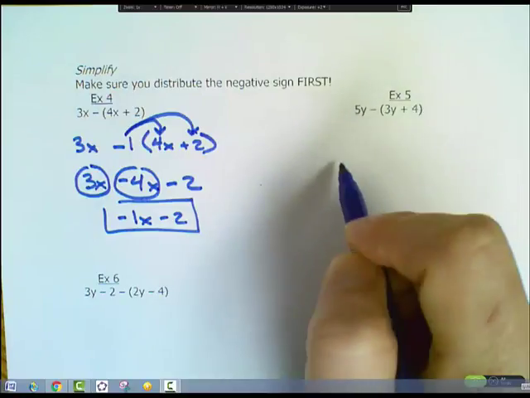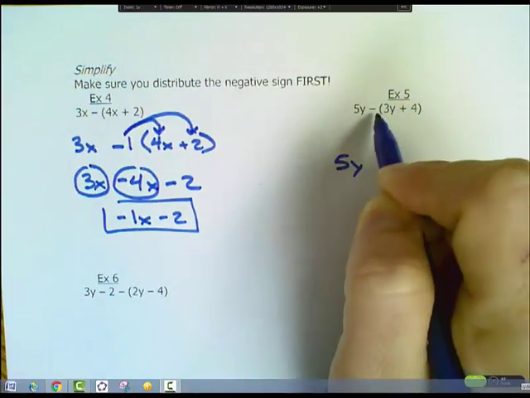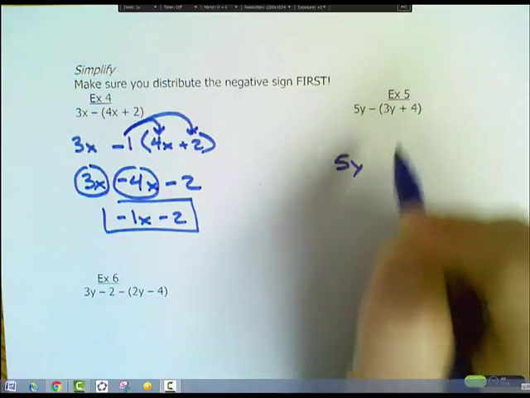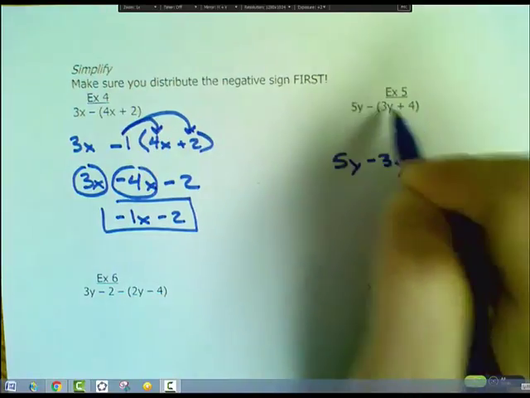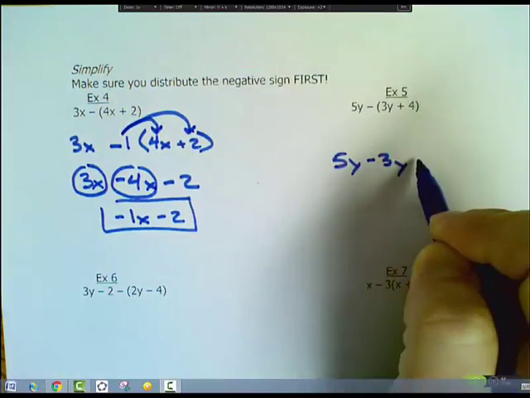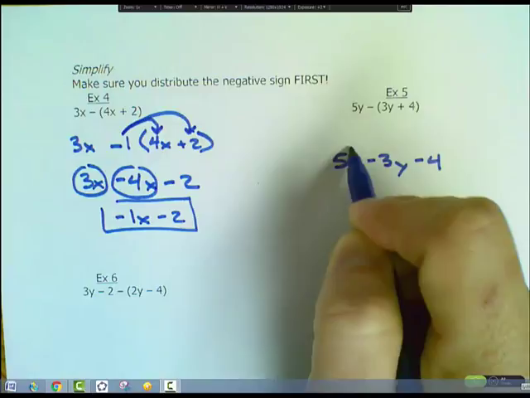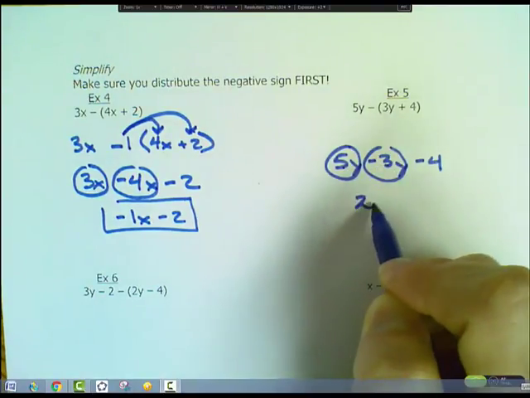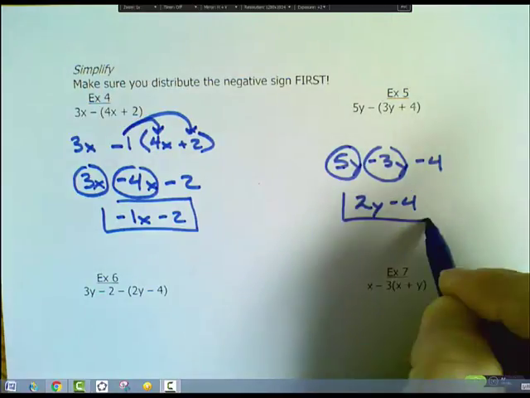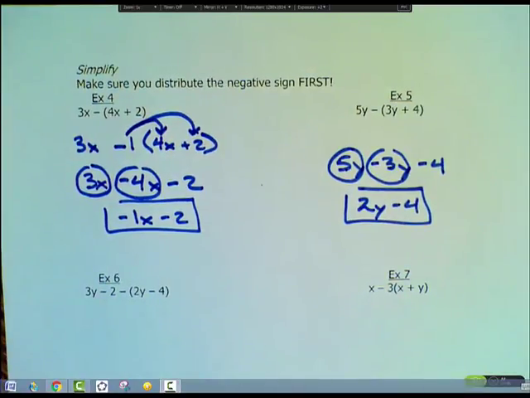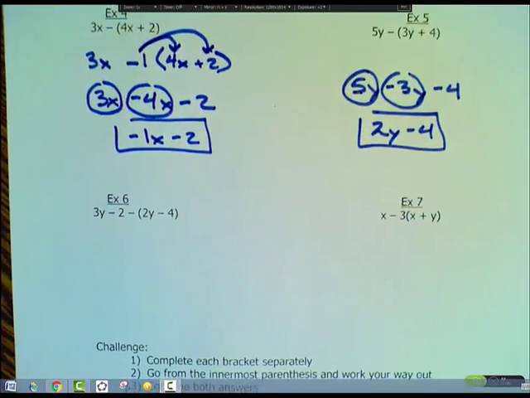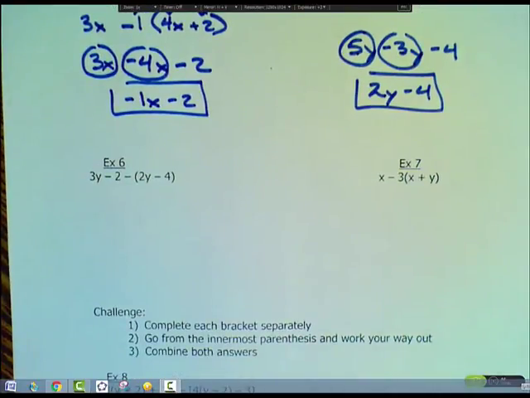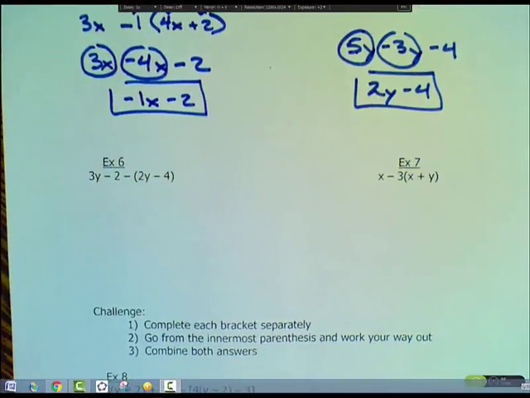Okay, so example number 5, we have 5y. The opposite of 3y is negative 3y. The opposite of positive 4 is negative 4. Combine your like terms. 5y minus 3y is 2y, and then I have my negative 4. Okay. Example number 6. Again, go ahead and try it and unpause it when you're ready.